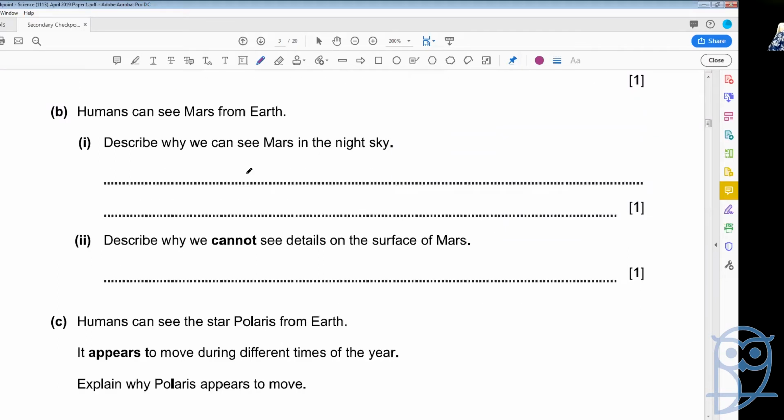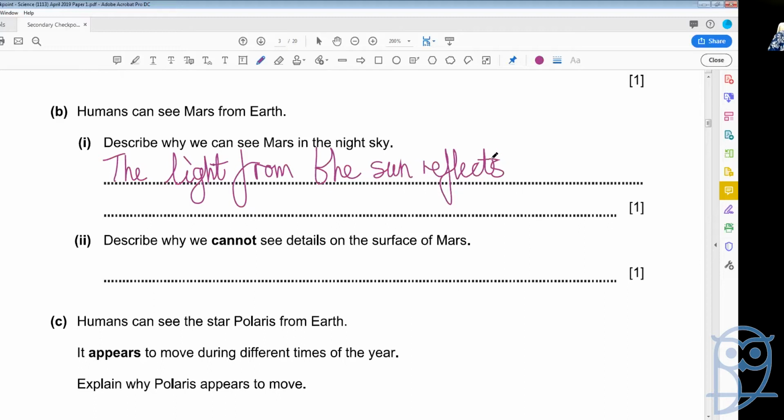So humans can see Mars from the Earth. Describe why we can see Mars in the night sky. So here it would be the light from the sun reflects off of the surface of Mars.